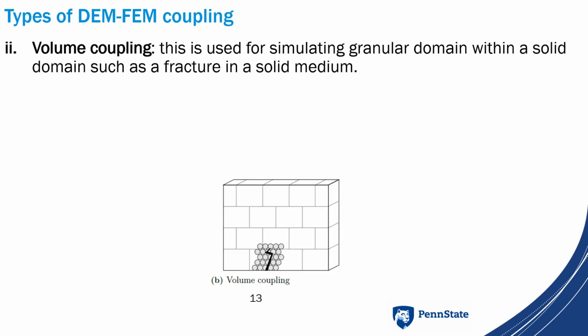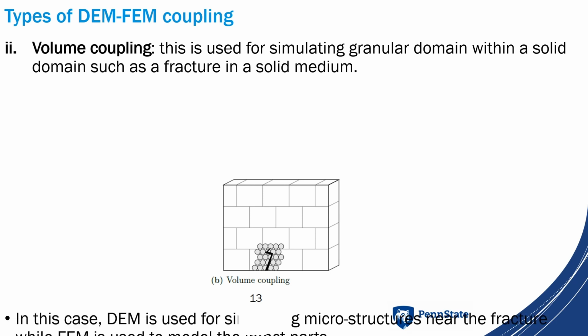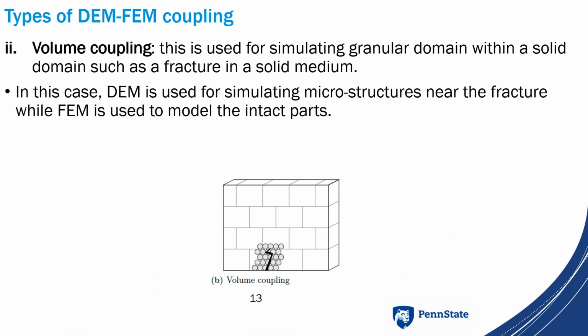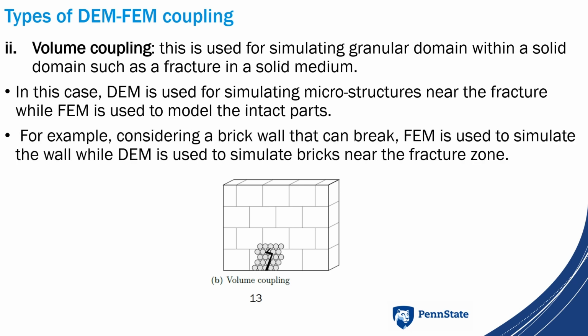The second type is known as volume coupling, and this technique is used to simulate a granular domain within a solid domain such as a fracture in a solid medium. In this case, DEM is used to simulate the microstructure near the fracture, while FEM is used to model intact parts. For example, considering a brick wall that can break, FEM is used to simulate the wall, while DEM is used to simulate bricks near the fracture zone.